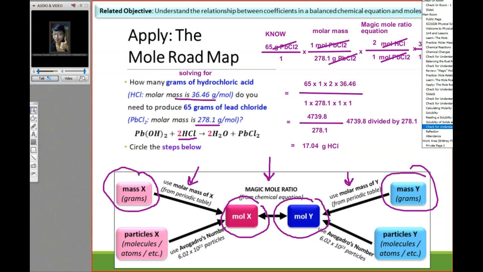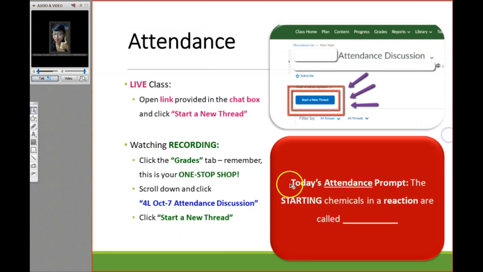All right, let me go ahead and jump on over to our attendance. All right, these starting chemicals in a reaction, are those called the reactants or the products? Tell me in the chat box. Go ahead, let me know in the chat box, everybody. Excellent. I see Christine in the chat box. I need more participation. Get me those answers in the chat box. Reactants or the products? Thank you, Natalie. Thank you, Ayla. I see everybody in there looking good. Get your answers in there.